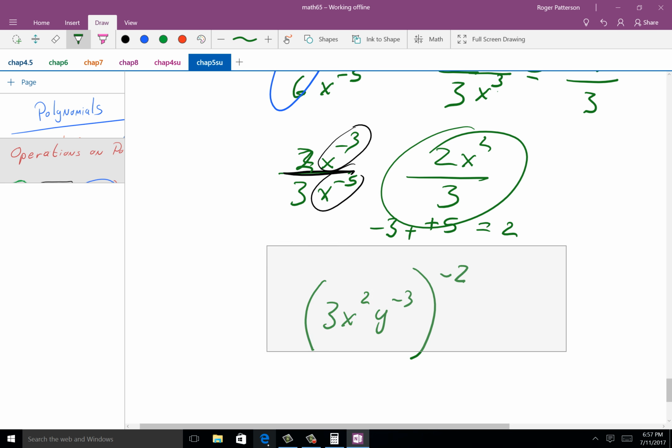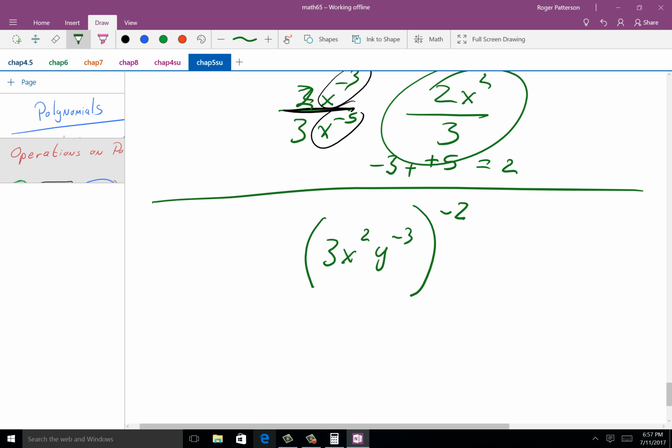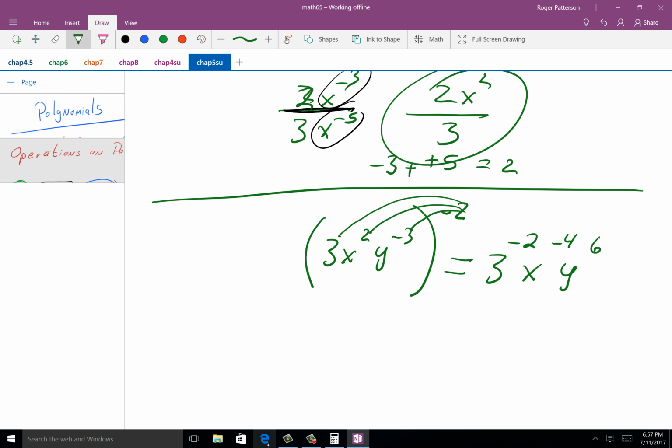Okay, so let's try one like this. Okay, so I got a negative exponent on the outside. That means I got to bring that inside to each one of my exponents here. So I'm going to get 3 to the negative 2nd, x to the negative 4th, and I'm multiplying because I'm raising this to a power, y to the 6th. So I just took this -2, multiplied it to each of the exponents as I'm raising it to a power. That's what my properties of exponents say.